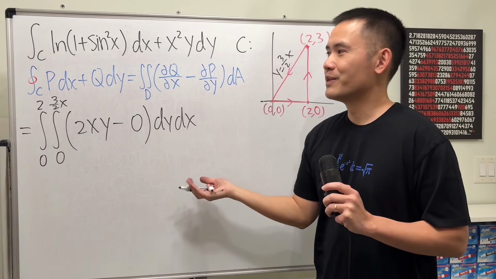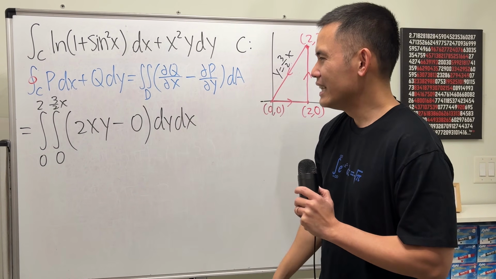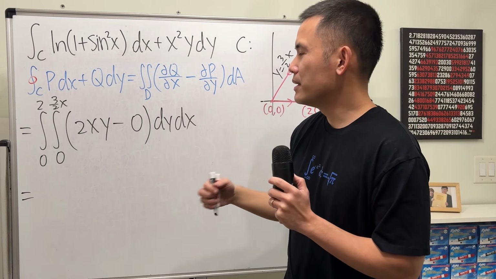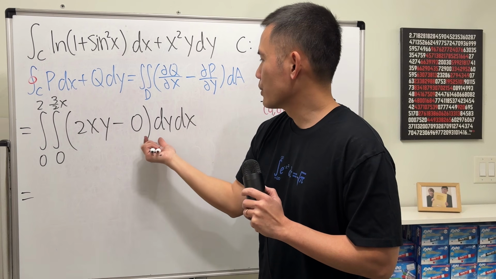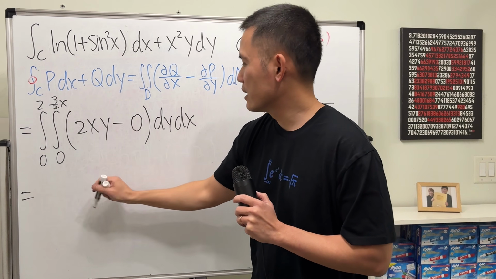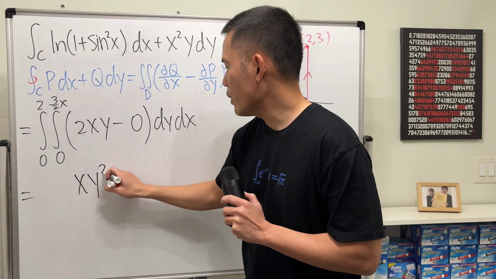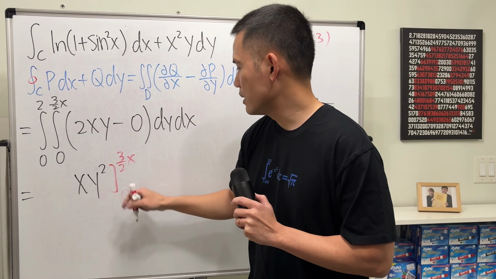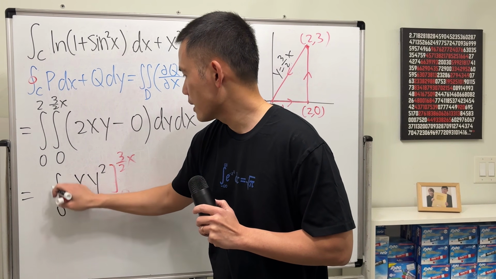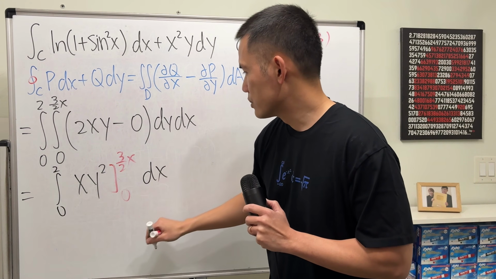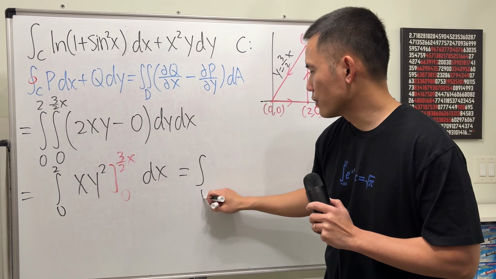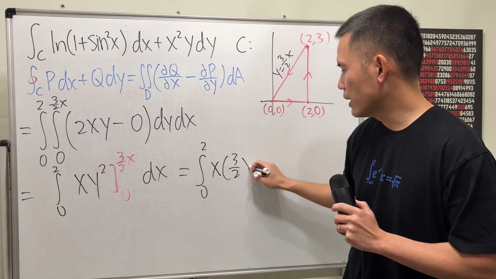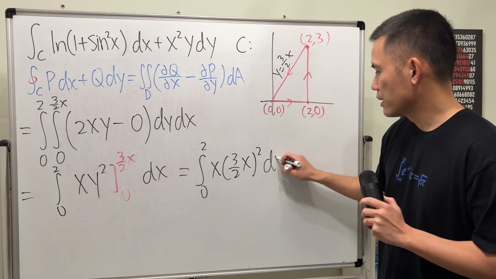Much better compared to the original one, right? And now we just have to finish it. Depends on how you want to do it, I'm just going to integrate this right here, which will get x and then y squared, and we will have to plug in 0 and then 3 over 2x into the y. So this will give us the integral from 0 to 2, and then x times 3 over 2x squared.